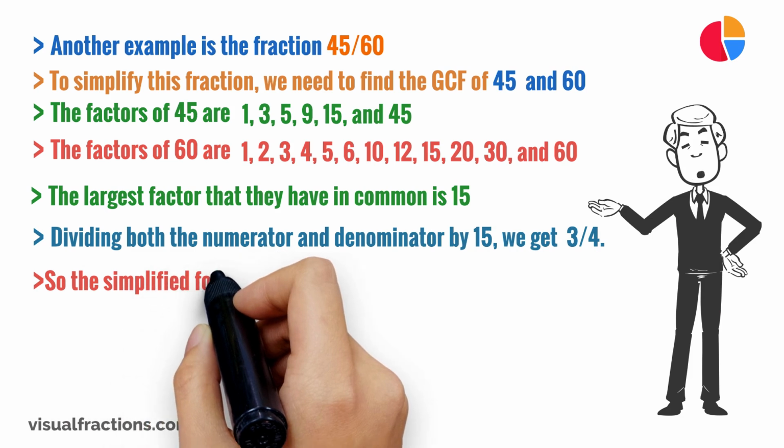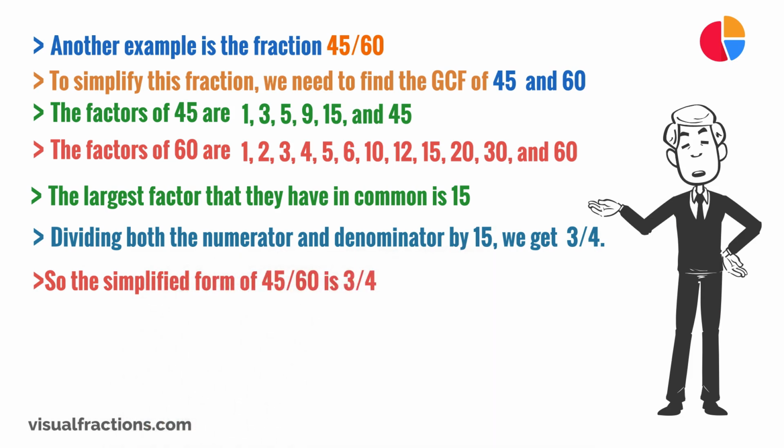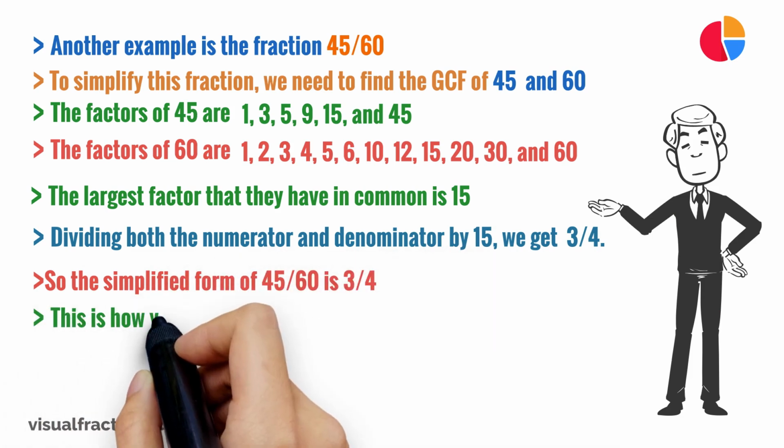So the simplified form of 45/60 is 3/4. This is how you simplify fractions.